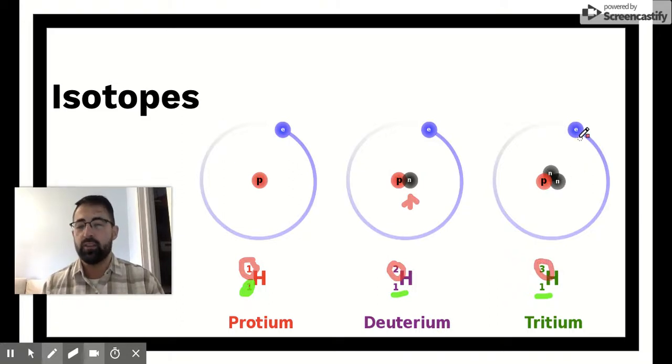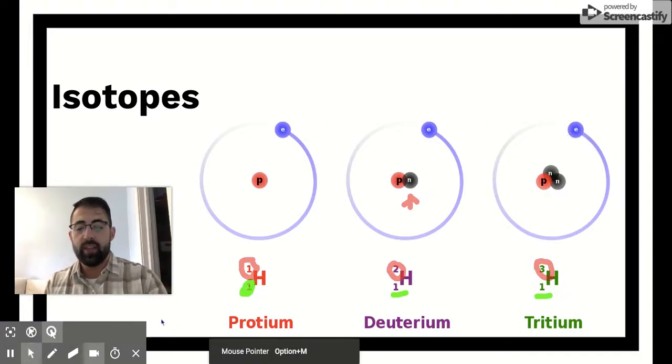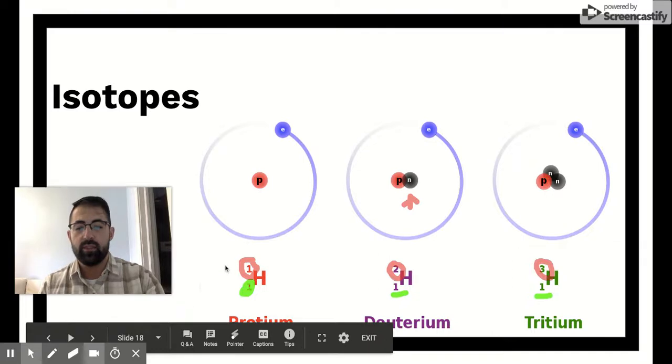These have slightly different atomic masses, so they do behave differently. Some of these isotopes can be radioactive, and we'll come back to that idea both in chemistry and in biology when we talk about radioactive dating of fossils. All right, so this is what an isotope is. It is the same element, but with different numbers of neutrons.